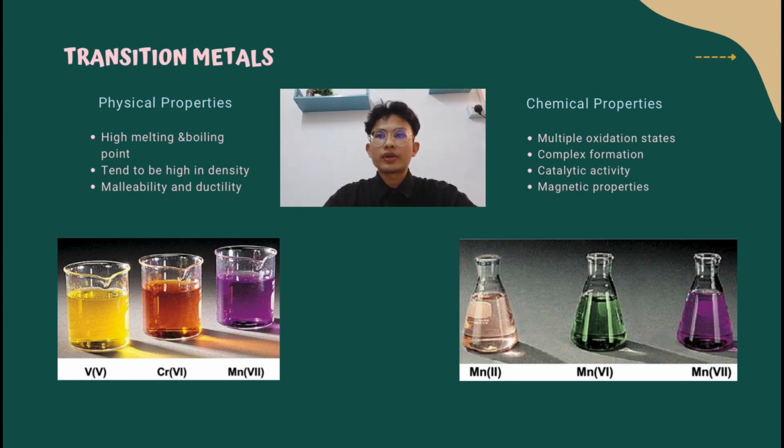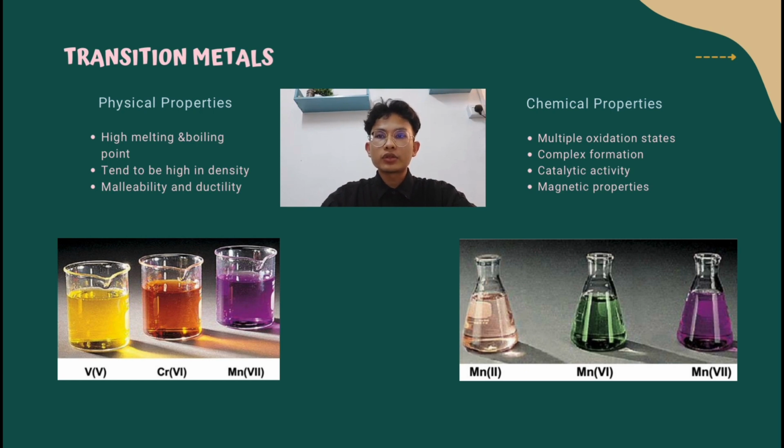Transition metals can also form complexes. Their ability to form stable coordination complexes with ligands is a defining feature. These complexes have diverse structures and properties, finding application in catalysts, medicine, and material science. The metals also have catalytic activity. Many transition metals such as platinum, palladium, and nickel exhibit excellent catalytic properties, making them crucial in various industrial processes, including petroleum refining and pharmaceutical synthesis.